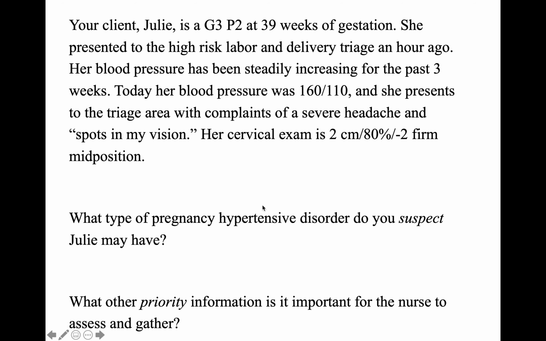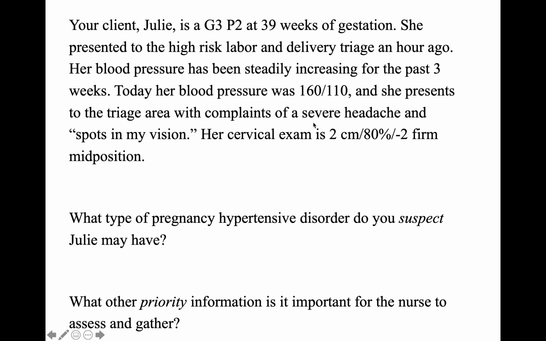Okay, I got a question for you. What do you think of this? We've got a client, she's G3, P2, she's 39 weeks gestation, presented to high-risk labor and delivery triage an hour ago. Today, her blood pressure was sky high, and she presents to the triage area with complaints of severe headache and spots in my vision. Would you not move on this one? Absolutely. She's getting central nervous system involvement.